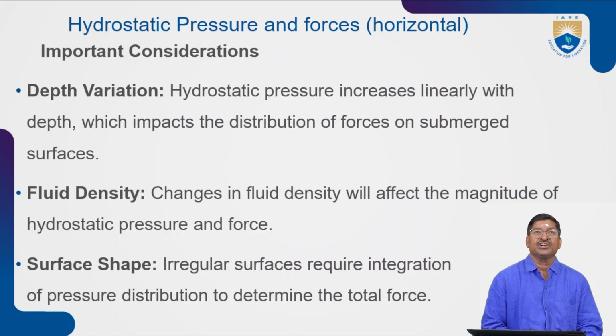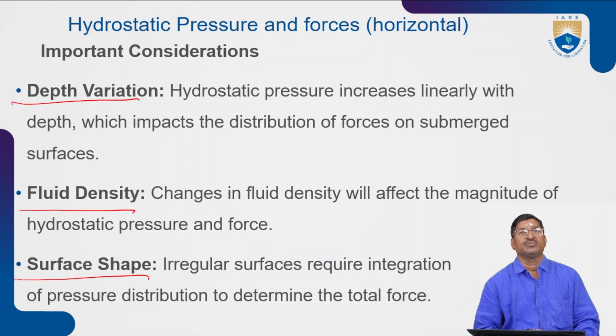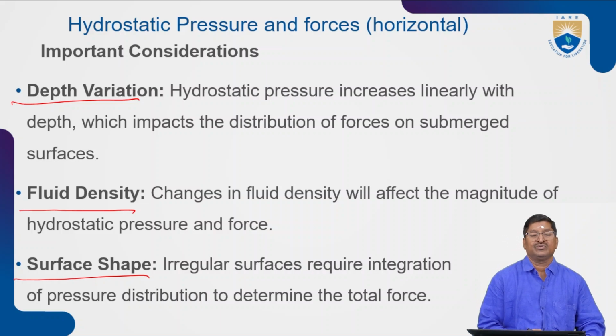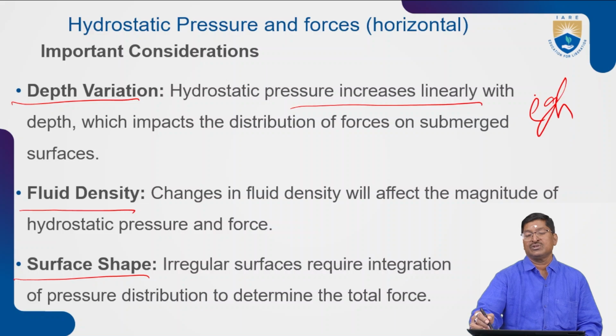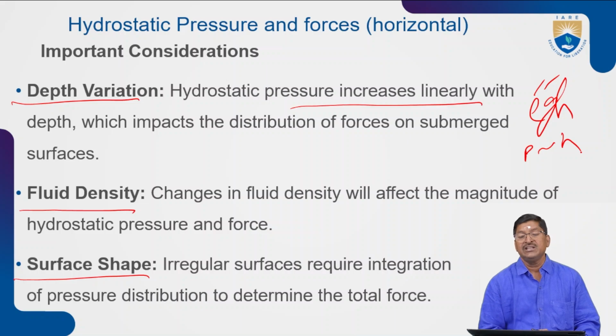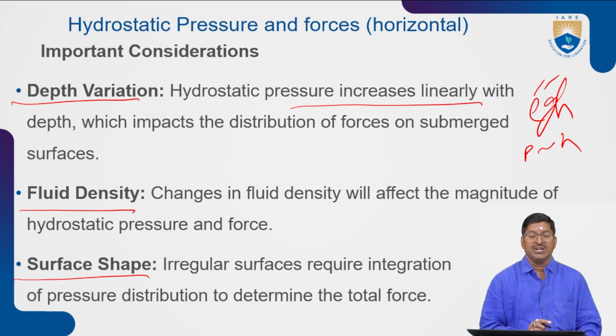So here the important considerations are depth variation, fluid density, and surface shape. So three things are there. Depth variation: what does it say? Hydrostatic pressure increases linearly. As depth is increased, the pressure is also increased linearly, because the formula is rho g h. Rho is constant, g is constant. As h increases, pressure also increases. It varies linearly. So if depth is increasing, pressure is also increased.